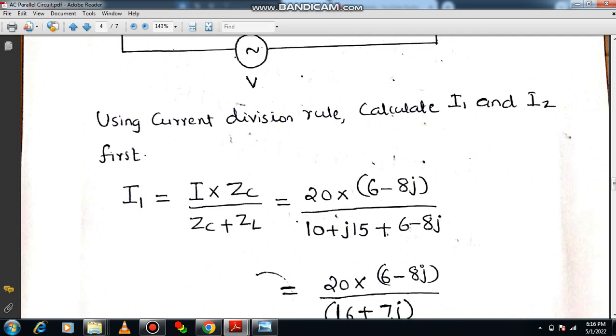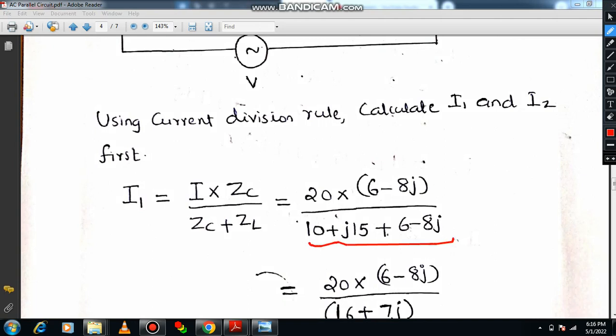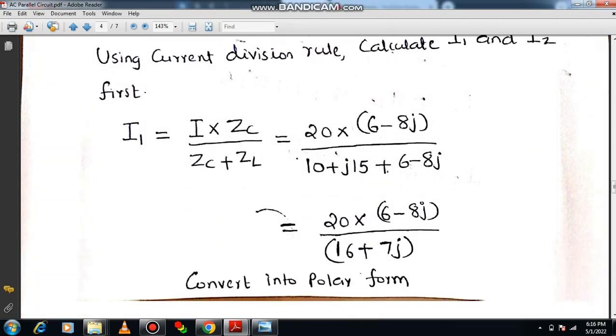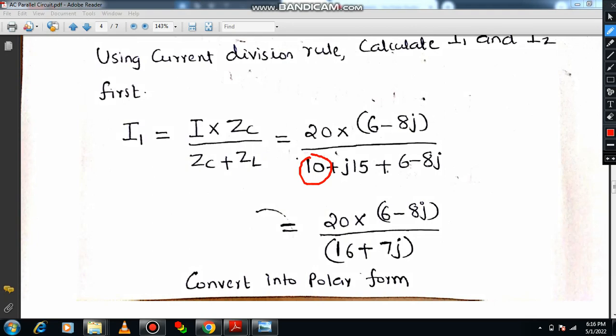So I means 20 amps and ZC is equal to 6 minus 8J. And ZC and ZL you have to add collectively. Again you have to simplify. So the denominator can be simplified first. Denominator means 10, these are the real parts, add real parts, 10 plus 6 means 16, and J15 minus 8J means 7J. And the numerator you keep as it is.